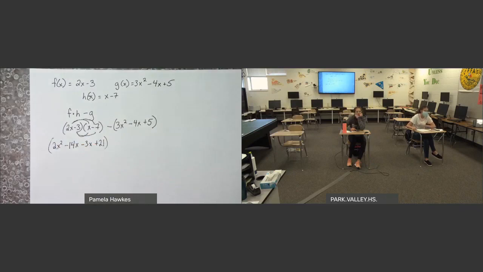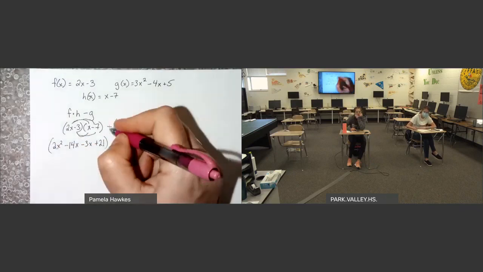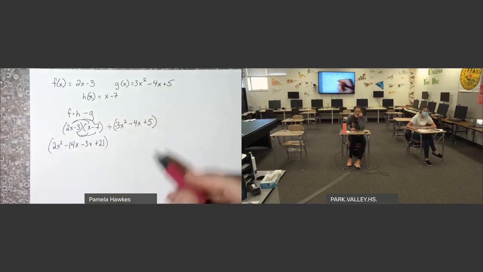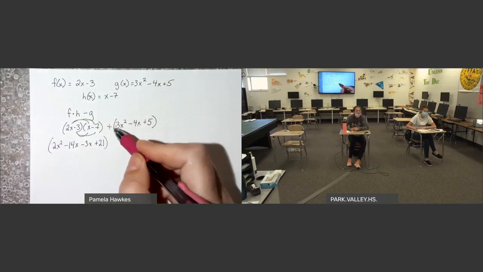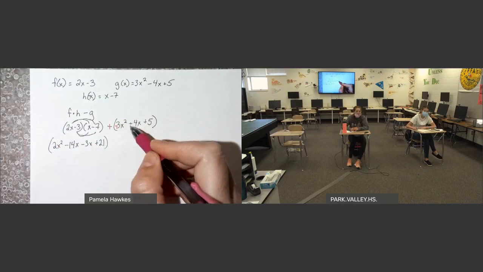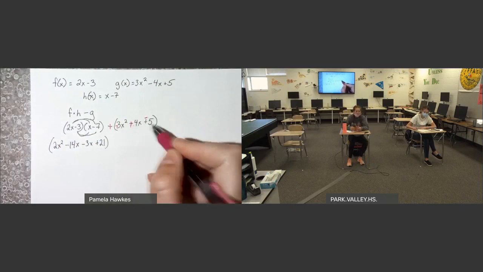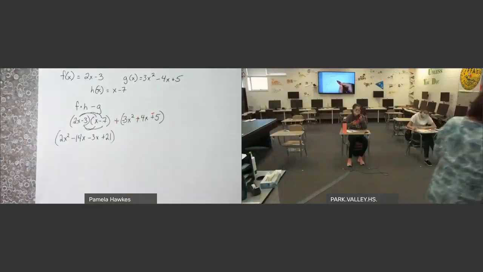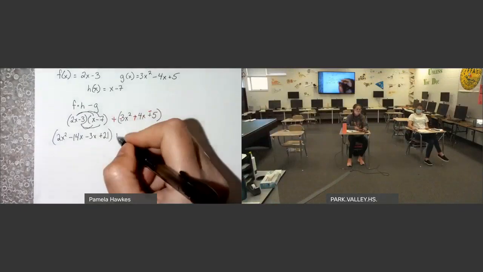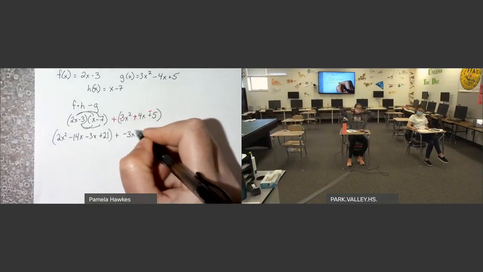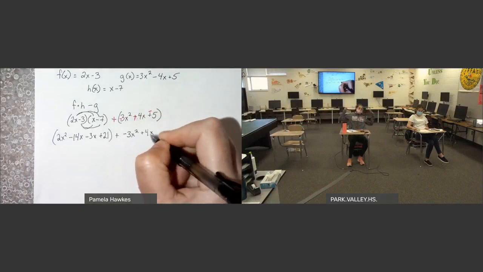This one, I'm going to times this negative in. Now, a lot of people on your bells made this mistake. You times it to this one and forgot to times it to these two. So you have to change all the signs in the parentheses, not just the first one. We've kind of talked about that now. Negative 3x² plus 4x minus 5.